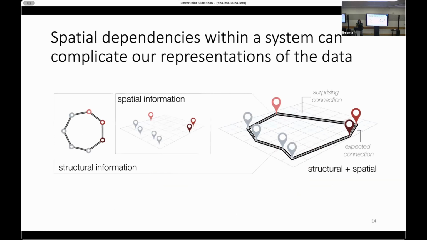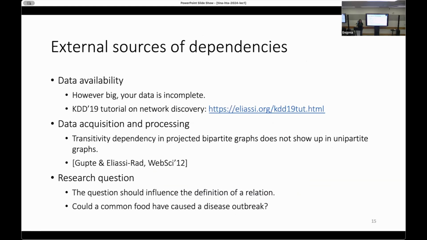This comes up a lot in the analysis of brain networks, where regions that are close to each other fire together. And so you want to capture that at the same time. Now, there are, of course, other sources of dependency. I did a lot of work on how, however big your data is, it's not complete. Again, network scientists and complex systems folks pay attention to this, but computer scientists often don't.